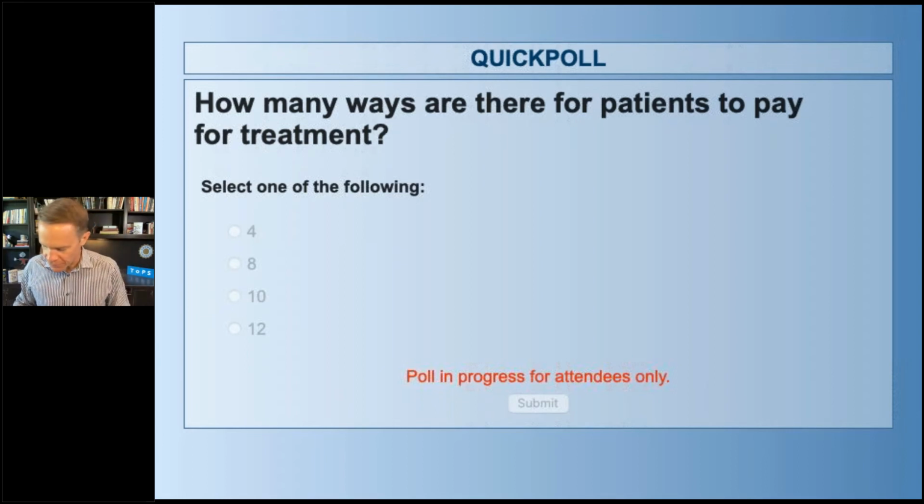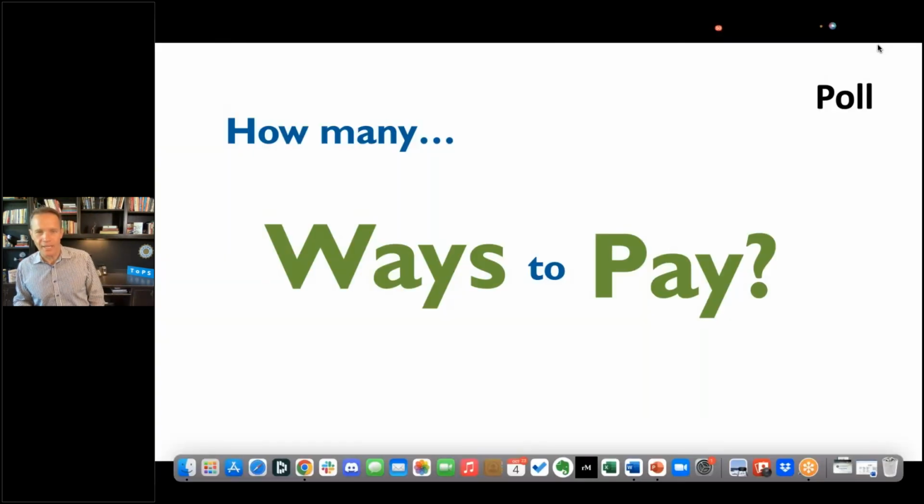How many different ways are there to pay for treatment? So you get to choose based on your experience in your office. All right, I'll give you about 10 seconds more to vote on the different ways to pay. All right, Jacob, you want to close that out? And the results are? 78% said 4, 19% said 8, 2% at 10, and 1% at 12. Perfect. All right. Thank you, Jacob.